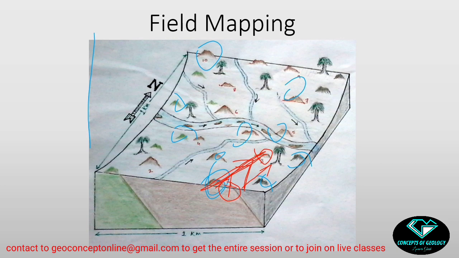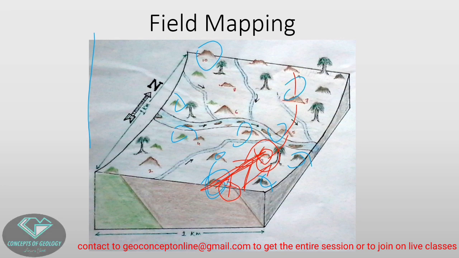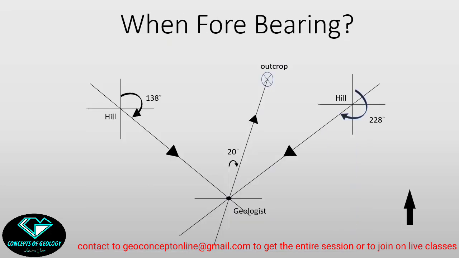I will plot both of them in the topo sheet or in the base map, and I will have the position of 3. Again from 3 I will do the same process for 5, again for 7 and again for 9. And after plotting all the outcrops, I will trace the outcrop and I will make the rock body continuous. This is the process of field mapping. I think you have understood when to take back bearing and when to take fore bearing.